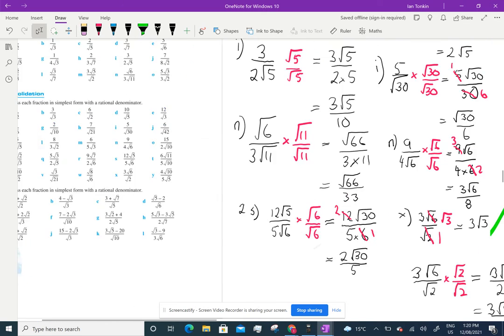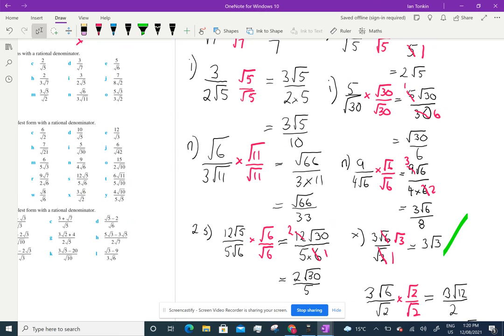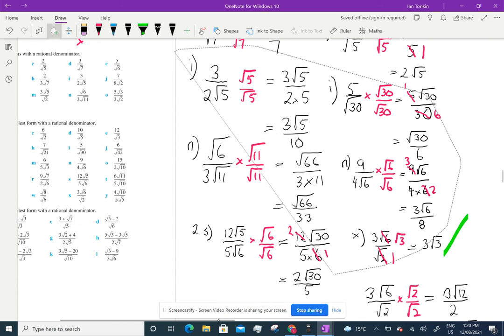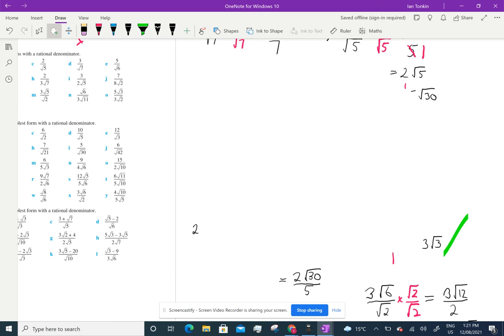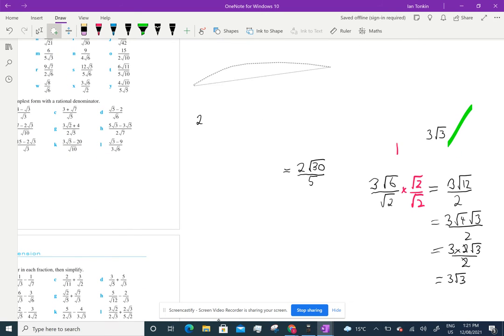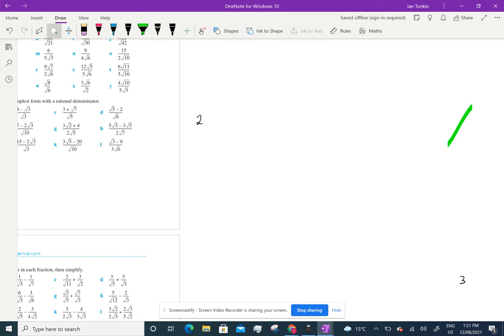Question 3. I'm just going to create a little bit of space for myself here to do question 3. So I'm just going to grab all that and get rid of that. And I'm going to grab as much as I can of that and get rid of that. Oh, come on. Why don't that grab that?